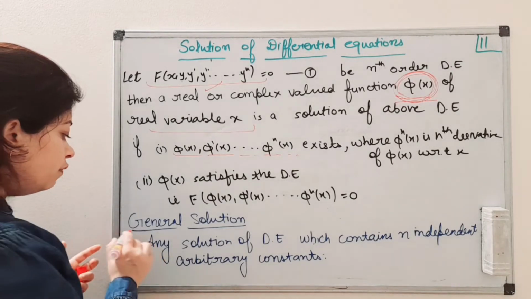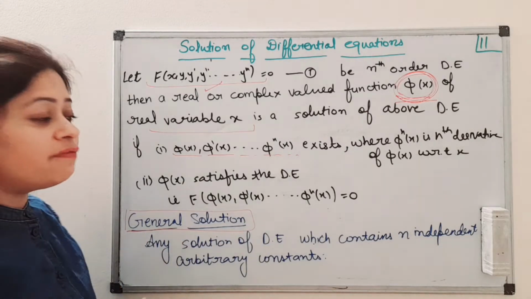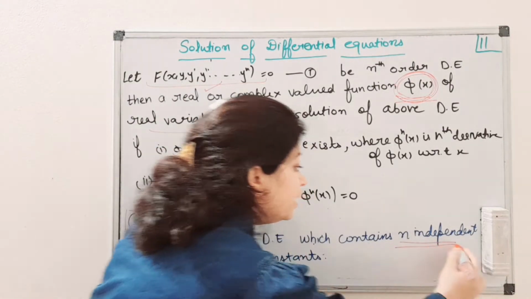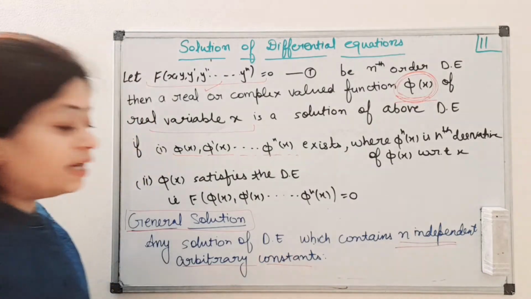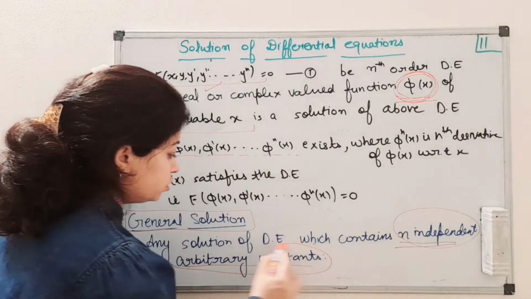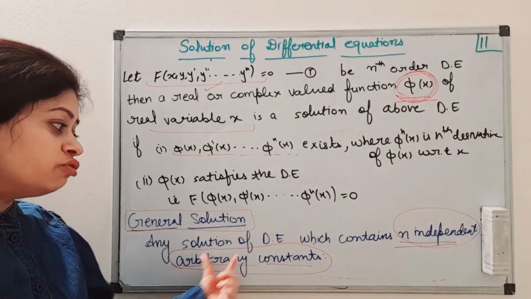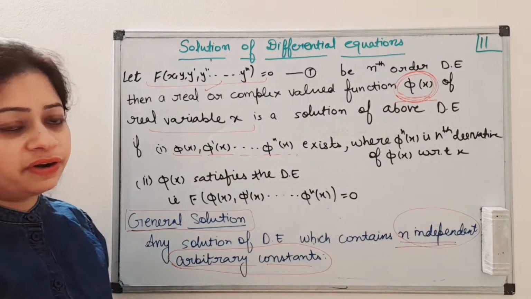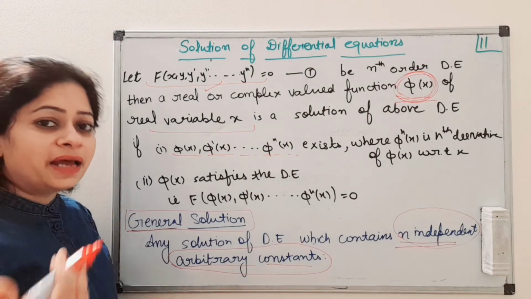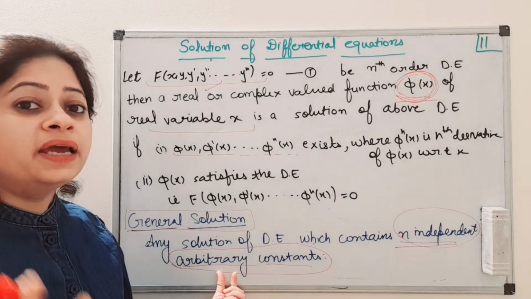So first of all, what is a general solution? If you have any solution of a differential equation which contains n independent arbitrary constants, and now this is the main term, n independent arbitrary constants, because related to this we will do one short trick also. If any solution contains n independent arbitrary constants, then that solution is called a general solution. N means it can be 1, 2, but those arbitrary constants should be independent.